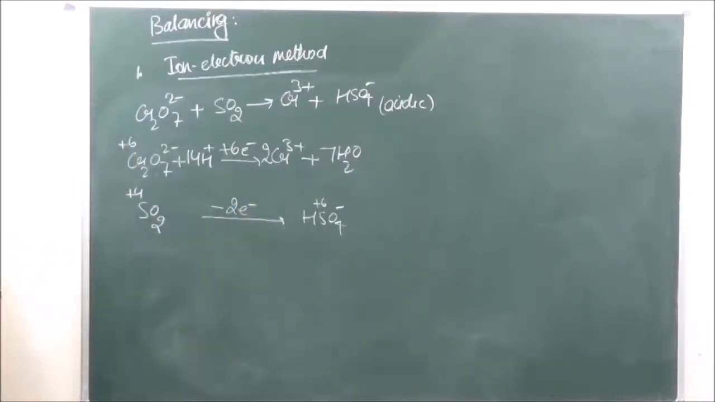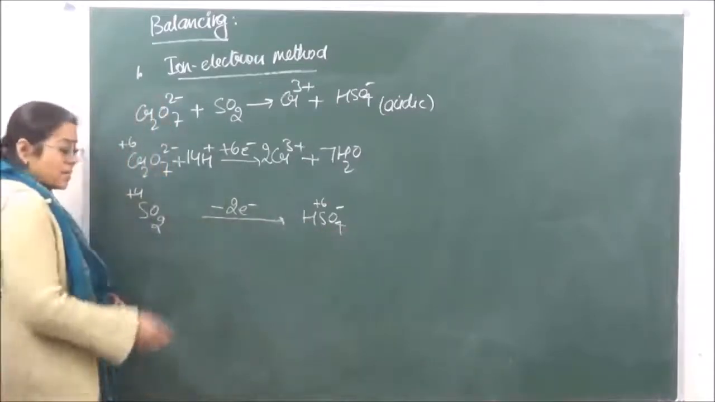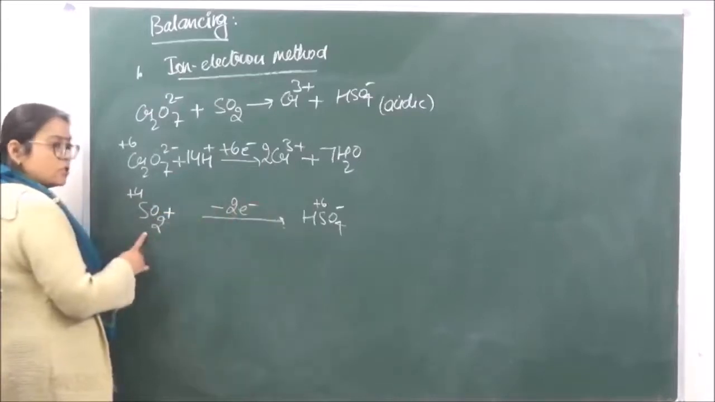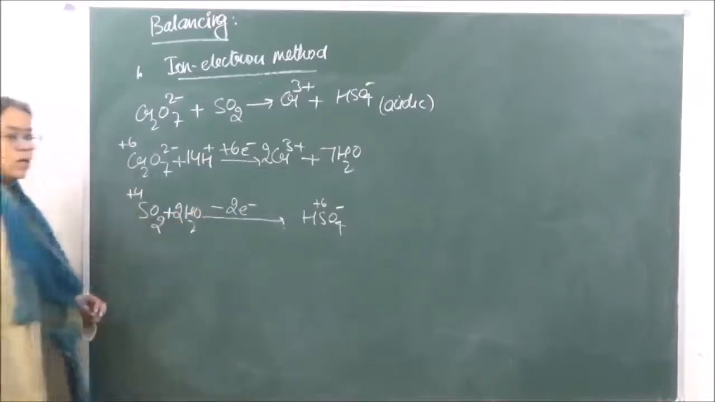Now let's balance the oxygen. You can see that oxygen is greater on the right hand side. So you need to put those many oxygens over here. 4 minus 2, that is equal to 2. So we have 2 water.